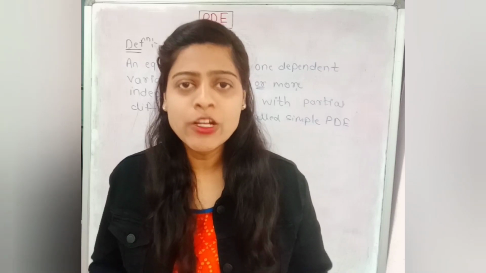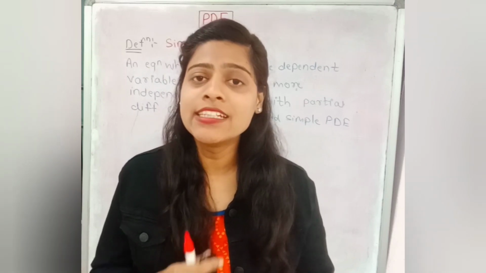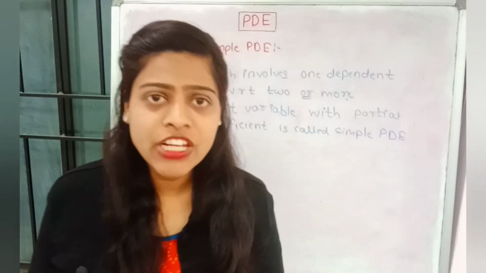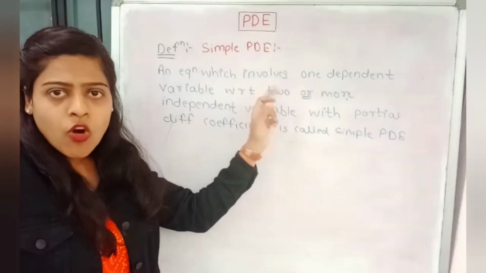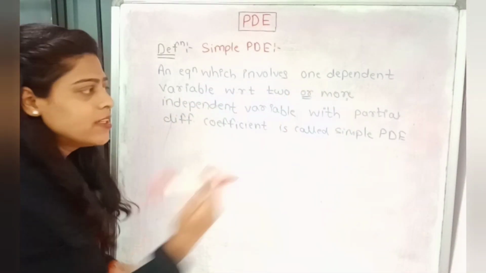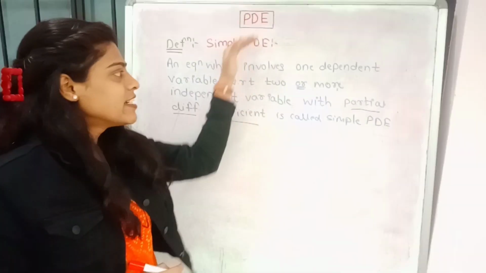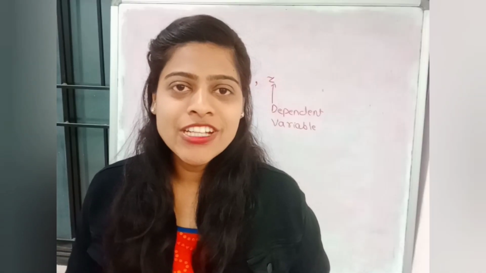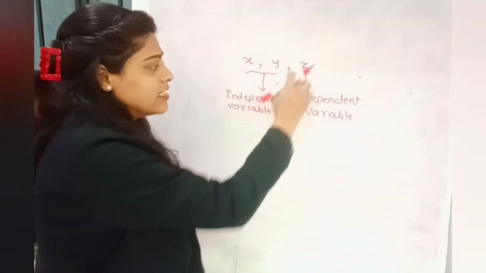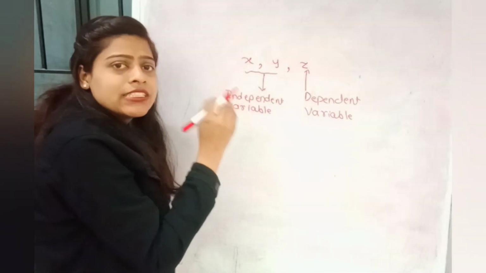So let us move to the main topic, that is partial differential equation. In this topic we are going to study simple PDE, that is simple partial differential equation. From the chart we already have its definition: an equation which involves one dependent variable with respect to two or more independent variables with partial differential coefficients is called a simple PDE. In partial differential equations, we always use three variables, that is x, y and z. Here z represents the dependent variable which depends on x and y, and the independent variables are x and y.